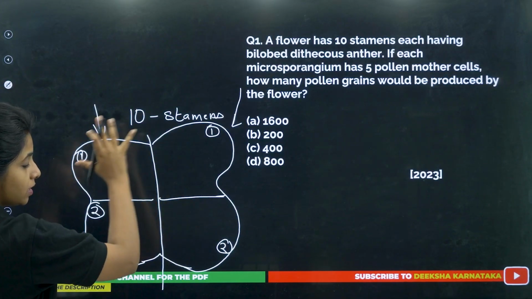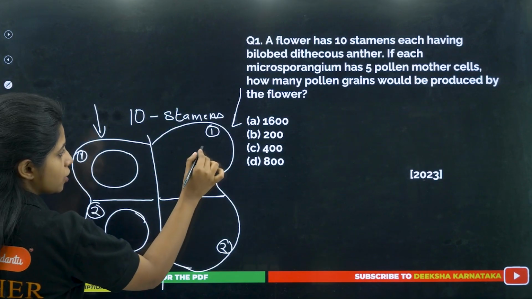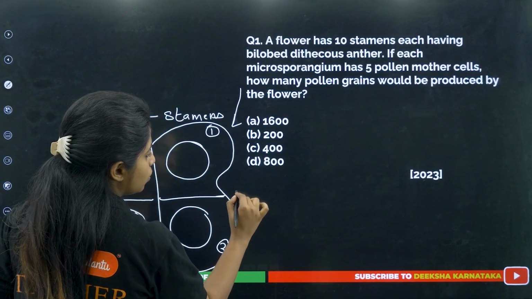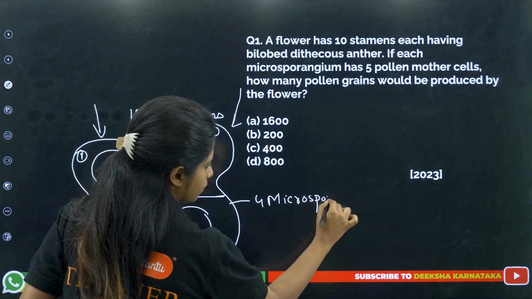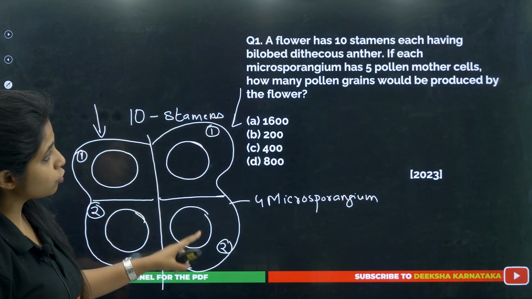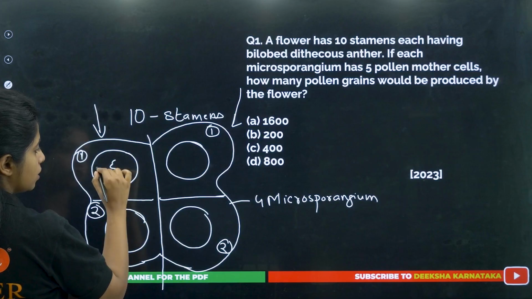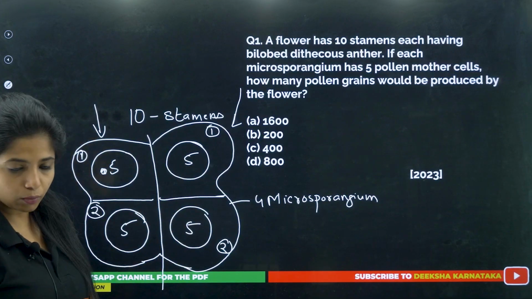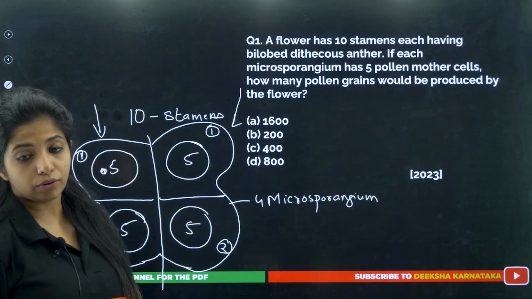So if you see, this is an anther. Over here, you will be having one microsporangium, second microsporangium, third microsporangium, fourth microsporangium. So in one anther, 4 microsporangium. Now, if each microsporangium has 5 pollen mother cells, over here you have 5. Now, how many pollen grains would be produced by the flower?